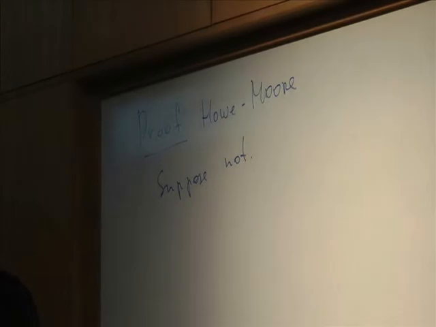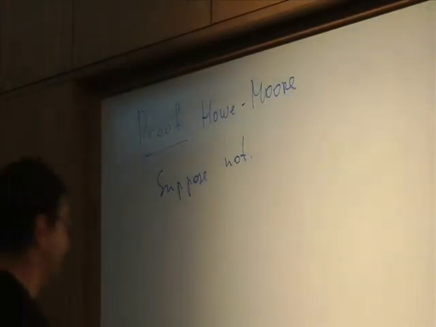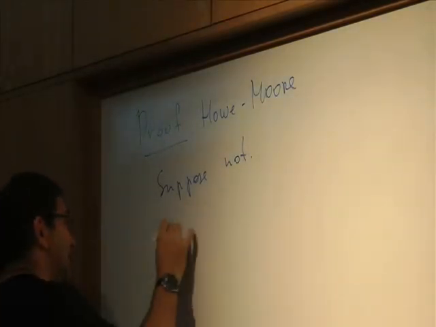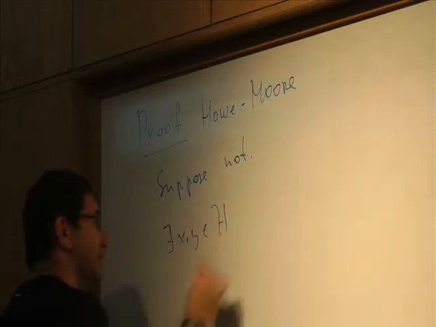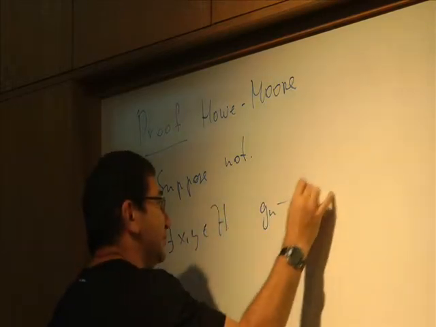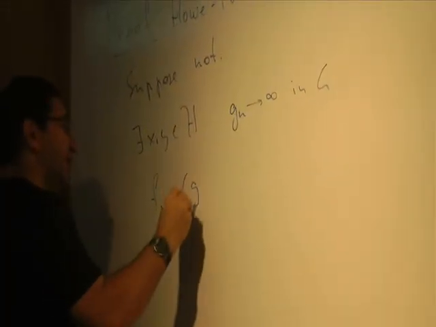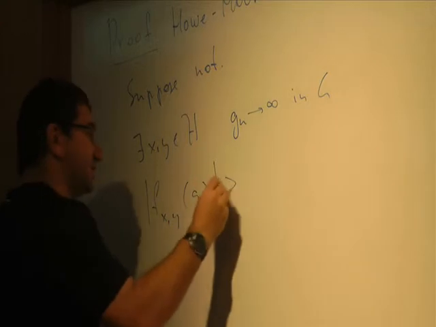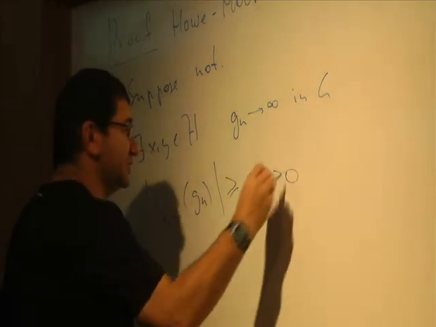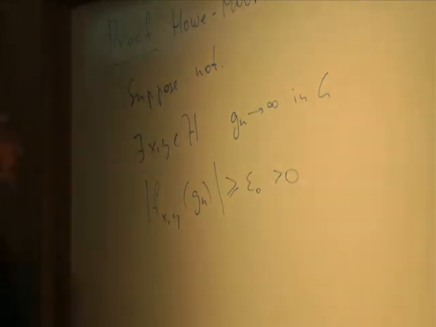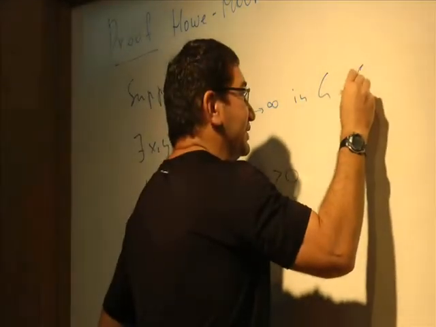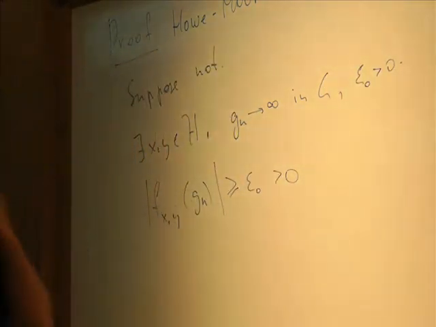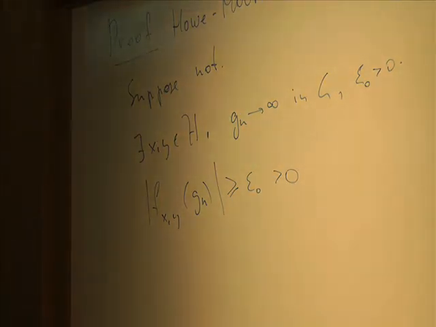That's the first crucial step. What does it mean not? So there exist x and y in my Hilbert space, and a sequence g_n going to infinity in G, such that the absolute value of f_{x,y}(g_n) is greater or equal than some epsilon_0, which is itself positive. So there is this epsilon_0. Okay? So if there is no mixing, suppose that this is the situation, and this, remember, is a unitary.